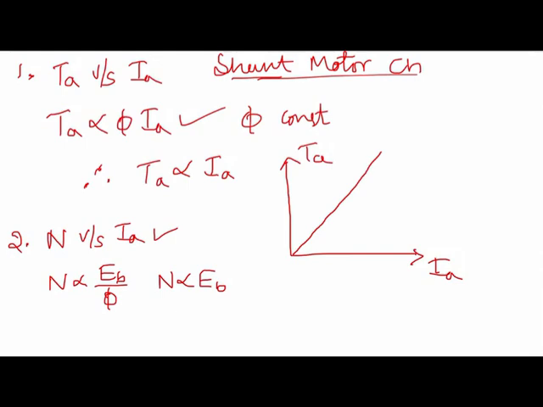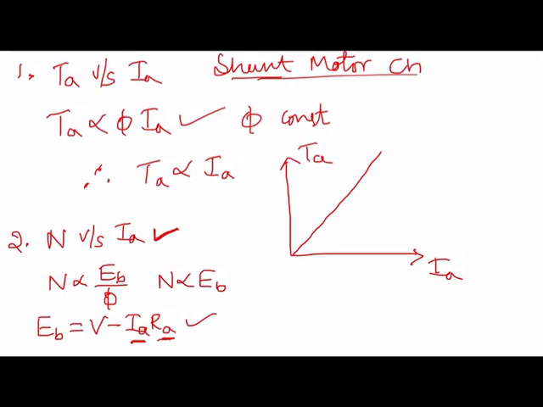Now we need to write the relationship between the back EMF and the armature current. If you know the relationship between the back EMF and the armature current, we can relate it to the speed. So for a DC shunt motor, EB equals V minus IA RA. From this equation, let us understand how IA is related to EB. Once you apply the voltage to the DC motor, the voltage remains constant. IA changes depending on the load, and RA is also constant.